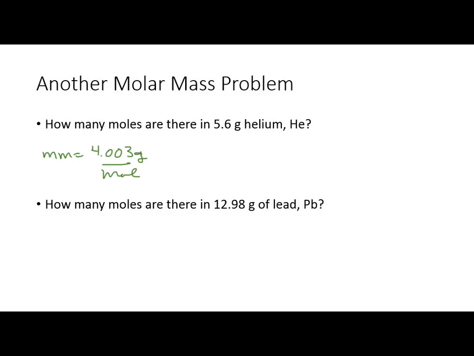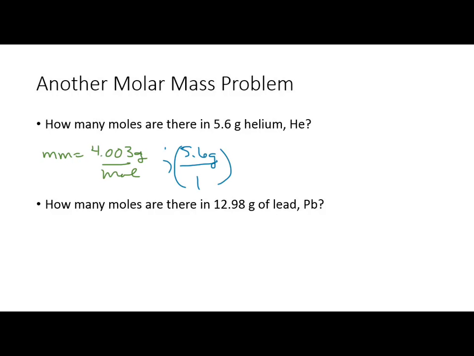So if you're dividing numbers, you don't want to take 4.003 and divide it by 5.6 because you're going to get less than 1, right? So actually it's going to be the other way around. I'll show you how that works, though. So in this case, we're going to put the 5.6 grams of helium over 1.